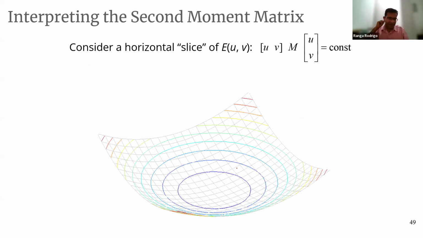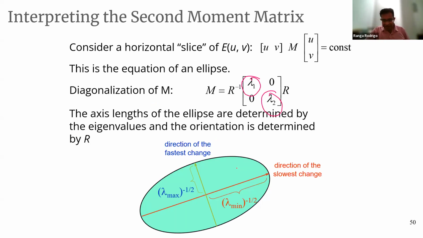So that's fine. Consider a horizontal slice: E(u,v) equals a constant. So this is an equation of an ellipse. So what we can do is take this M and convert it to a simpler form, with lambda 1 and lambda 2 and a rotation matrix. We have studied before what these rotation matrices are. No, we have not studied, right? We have not studied, yeah.